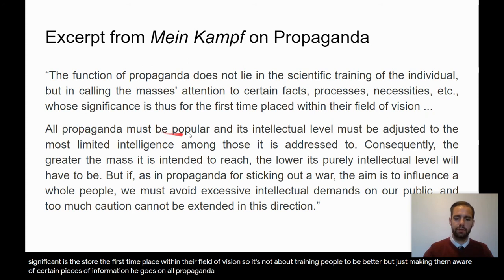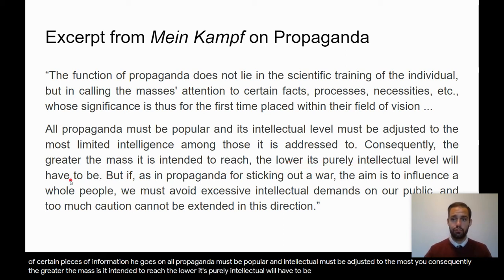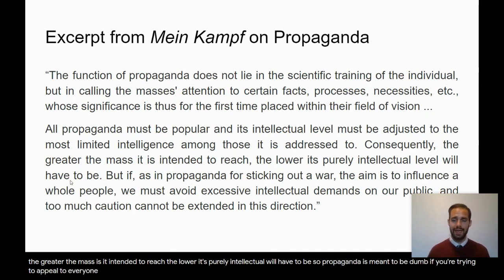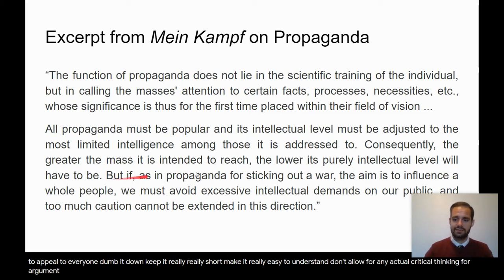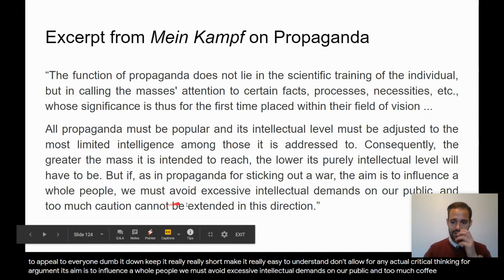All propaganda must be popular, and its intellectual level must be adjusted to the most limited intelligence among those it's addressed to. Consequently, the greater the masses it intended to reach, the lower its purely intellectual level will have to be. So propaganda is meant to be dumb. If you're trying to appeal to everyone, dumb it down. Keep it really, really short. Make it really easy to understand. Don't allow for any actual critical thinking or argument. Its aim is to influence a whole people. We must avoid excessive intellectual demands on our public, and too much caution cannot be extended in this direction.